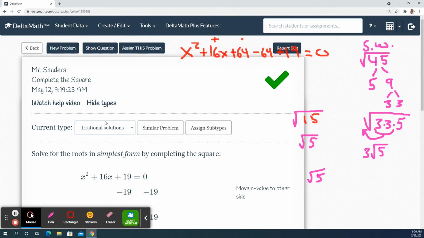Problem types: irrational solutions is the tough one that I just did. Non-real means you're going to have the i floating around. Rational should be easier, where you get fractions or whole numbers. So we've seen all the structures now. It's just a matter of getting through it.